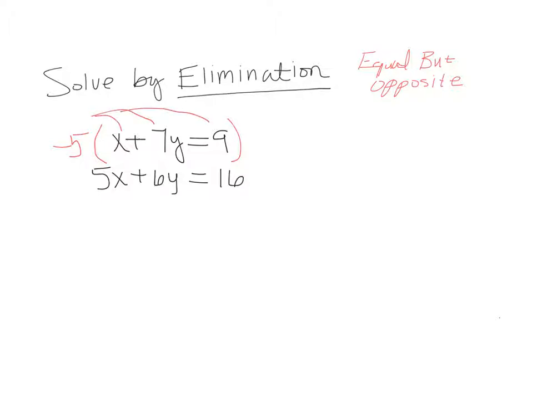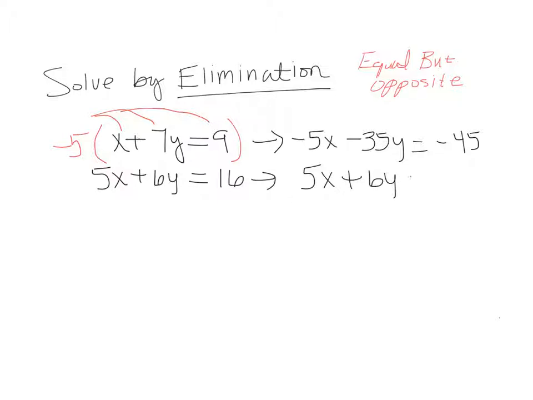Okay. So we've got -5, and then we're going to end up distributing all the way across. And this is what a lot of students will forget, to distribute all the way across. So let's go ahead and distribute. We get -5x minus 35y equals -45. Okay. And then the second row, we didn't touch at all, so we're going to copy and paste it: 5x plus 6y equals 16.